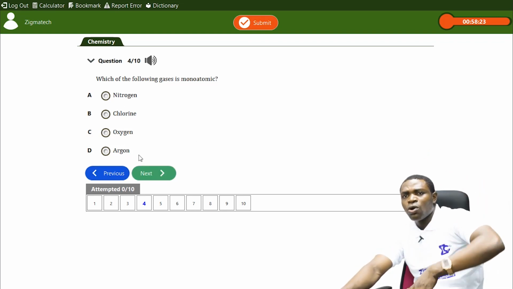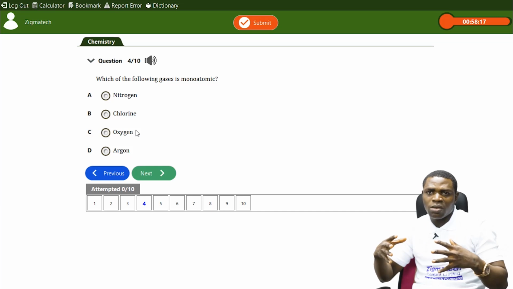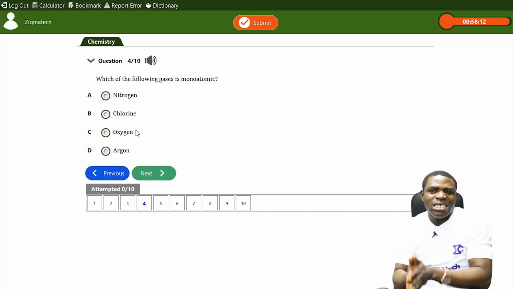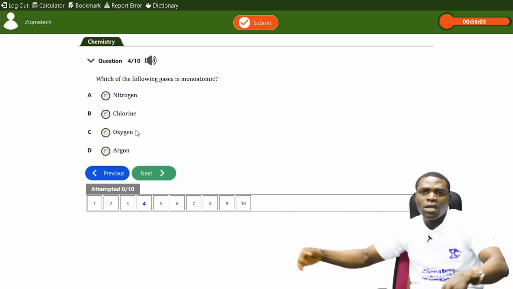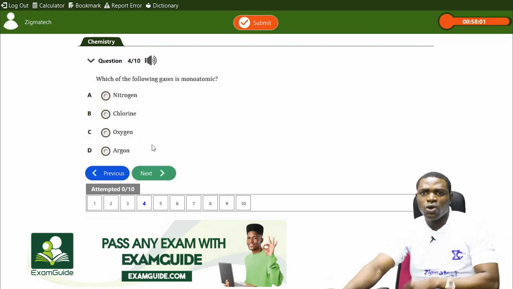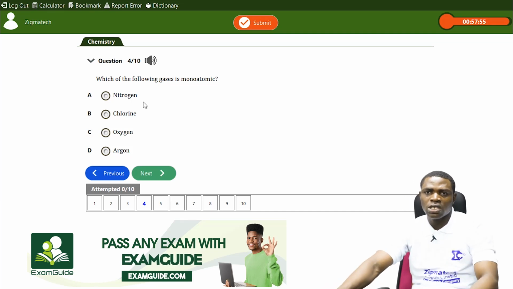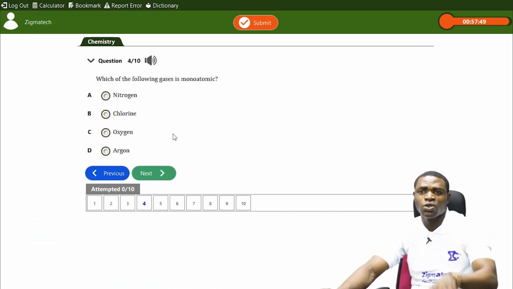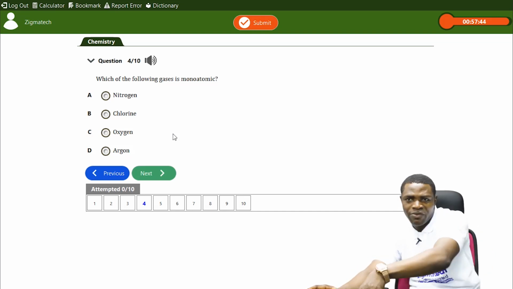Because of the position of oxygen, it tends to form a diatomic, because it cannot stand on its own. Looking at the octet structure, oxygen is not stable. It's not stable, so it must look for an electron from the neighboring metallic element in order for it to be stable. So here, which one is the monoatomic element? We have nitrogen, chlorine, oxygen, argon. Argon, I told you, is one of the noble gases. So noble gases are monoatomic, primarily because they have all their orbitals completely filled with electrons.